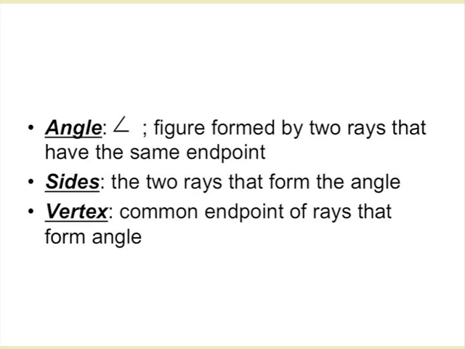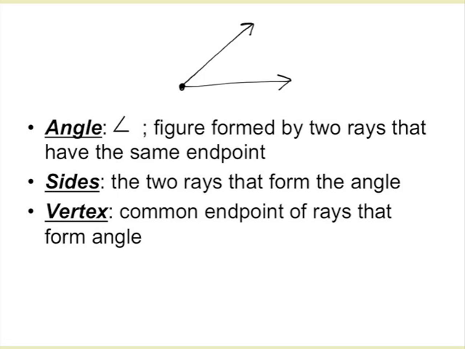So in the last lesson we learned that a ray has an endpoint and goes on forever in one direction. An angle says that we're going to take two rays that have the same endpoint. So starting at the same endpoint, make a new ray, and that makes an angle. We have two rays that share that common endpoint.